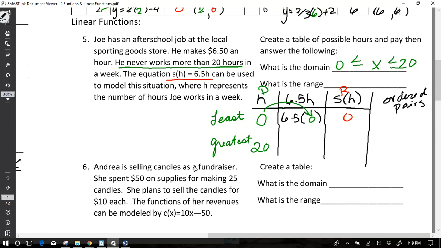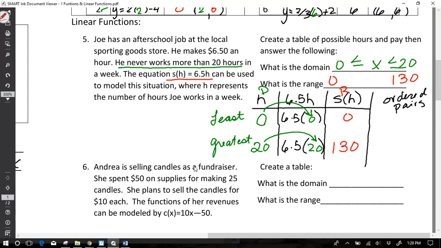Now let's do the greatest. 6.5 times the number of hours. So the greatest number would be 20 hours. So plug in 20. You can use your brain or you can use your calculator. And you would come up with $130 in a week would be his maximum pay. So this is the range, 0 to 130. He can earn $0 in a week or at most $130.